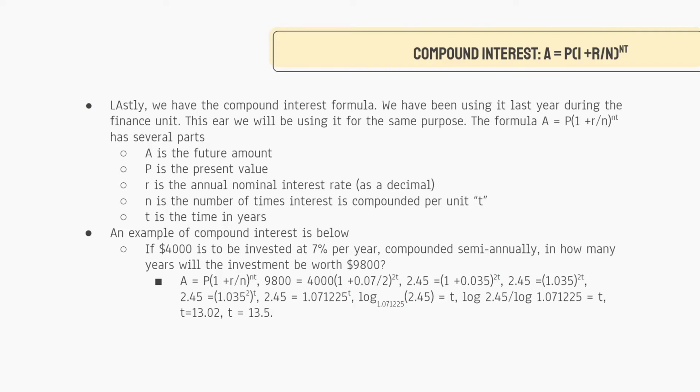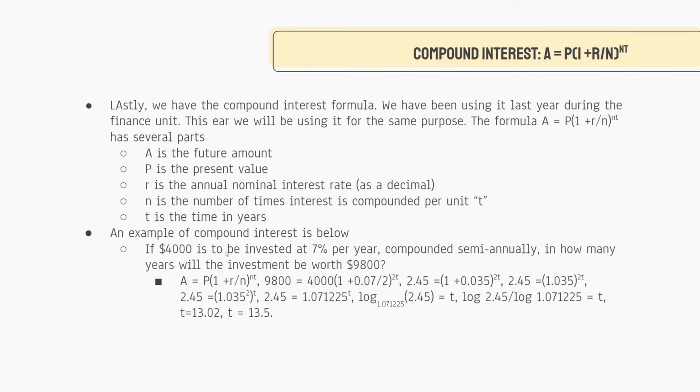So using these 5 attributes, we can solve the following question below. If $4,000 is to be invested at 7% per year, which is compounded semi-annually, in how many years will the investment be worth $9,800? Well, let's identify what we know.